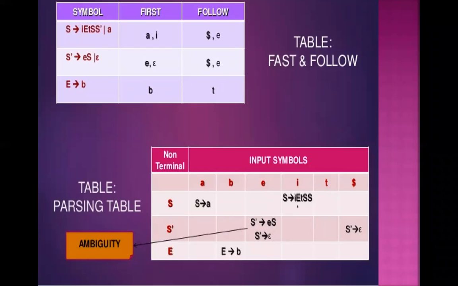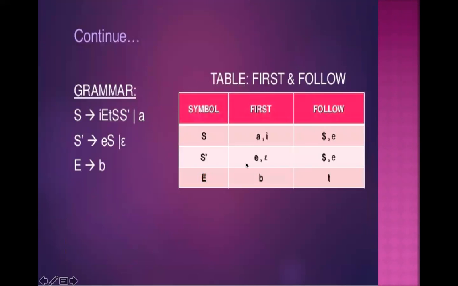So how can we know this is not an LL1 parser? Just check the condition by finding the follow and first. If we got the same symbol in both first and follow, that is not an LL1 grammar. And one more thing: if the grammar is ambiguous, left recursive, or not left factored, then also it will not be an LL1 parser.